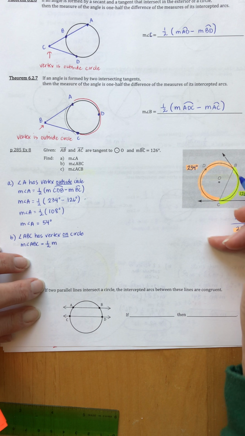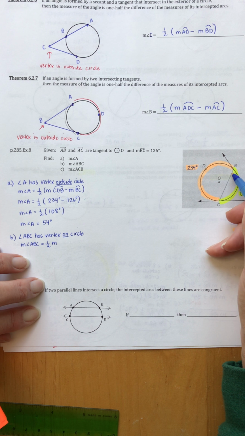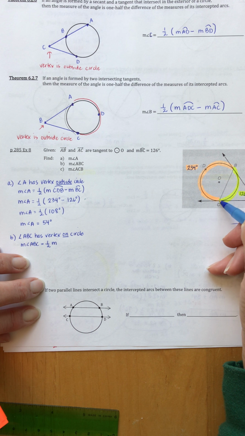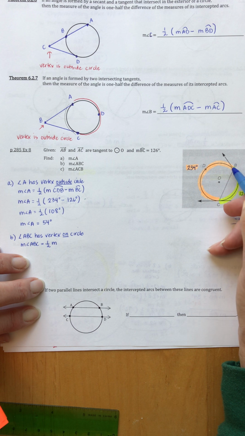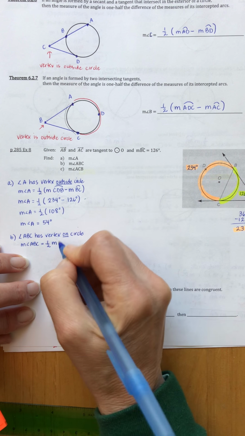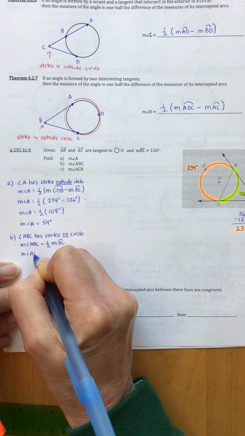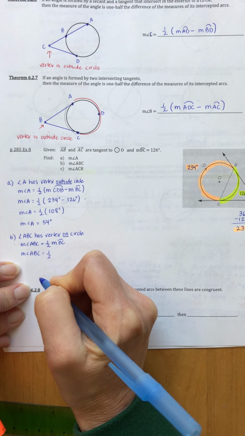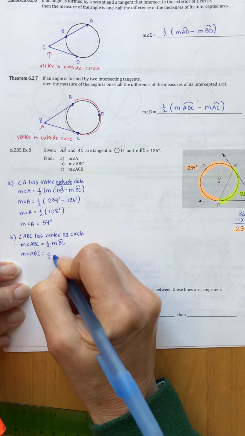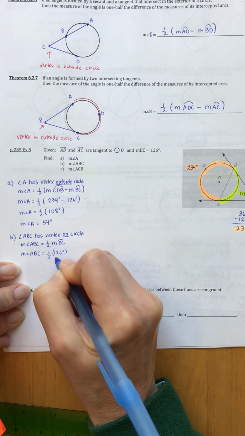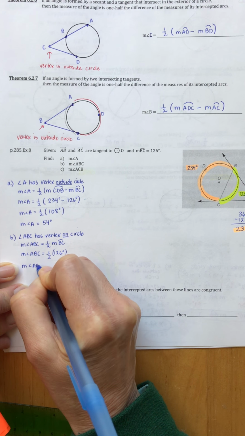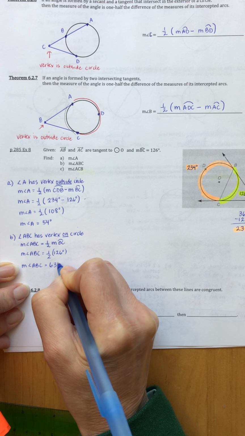So what's the intercepted arc? Well, here's our angle right here. Remember, it's ABC, so it's this angle right here. Its intercepted arc would go from this ray of the angle all the way to that ray. So it's just BC. So the measure of angle ABC is equal to 1/2 what? Well, that arc measures 126. So half of that would be 63 degrees.